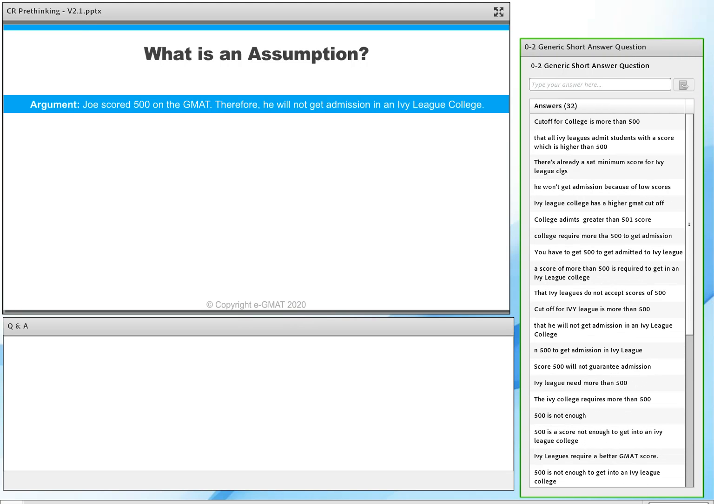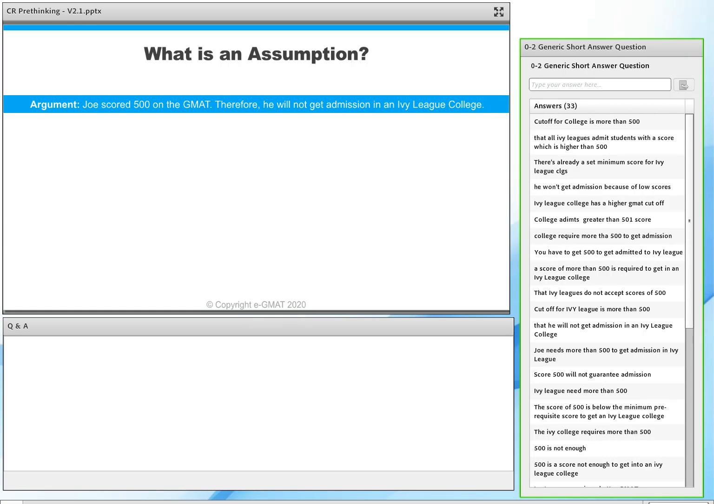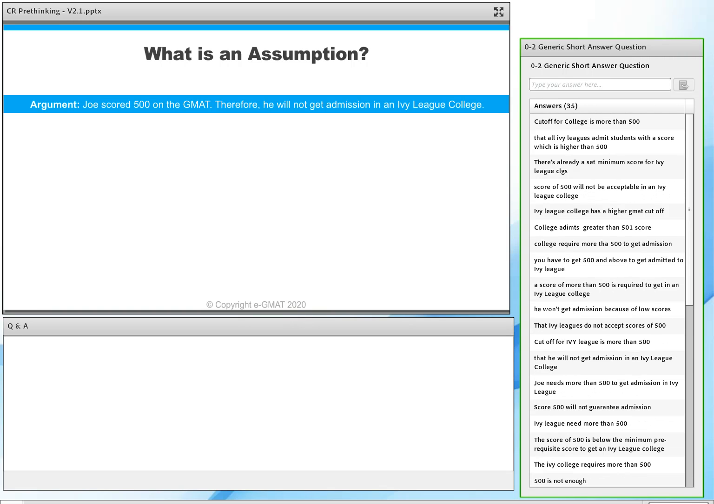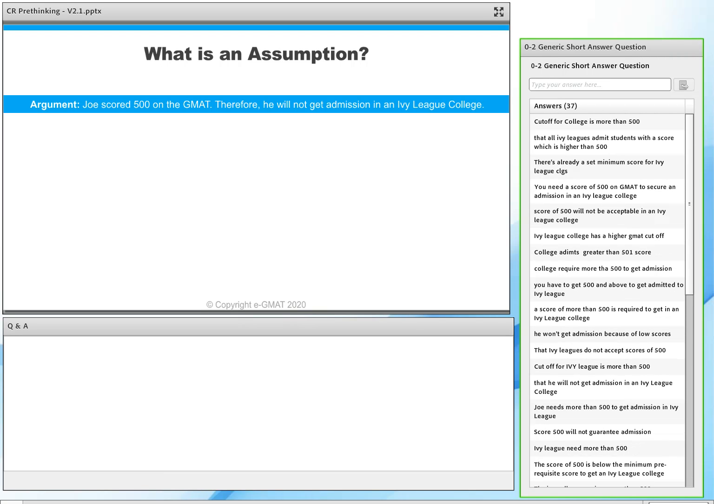There are some really good answers that I see. Ivy League colleges do not take students who score below 500, which is what it should be, but you have the right sentiment. Ivy League colleges need GMAT scores higher than 500, because the score is a countable quantity. College admits greater than 501 score. Again, the sentiment's correct there. Some of you are saying Joe needs this. That's not exactly an assumption, but most of you have gotten the right sentiment.